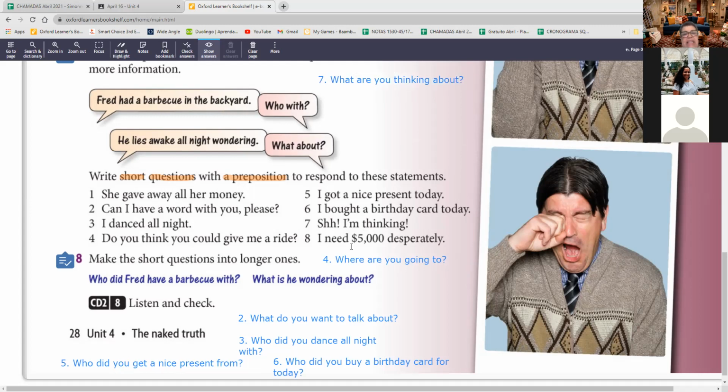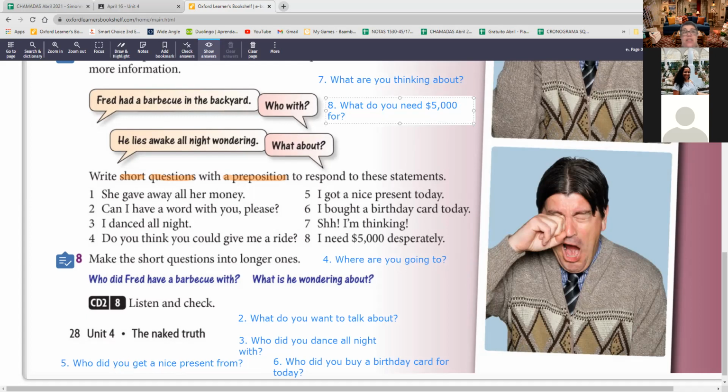Number 7, I need $5,000 desperately. So let's write. Our question was, what for? Simple present. What do you need $5,000 for? What do you need $5,000 for?